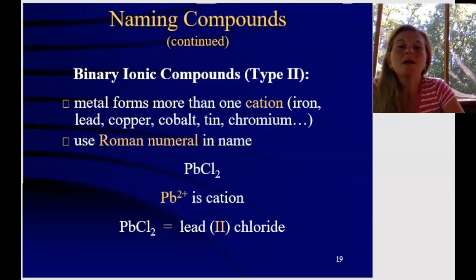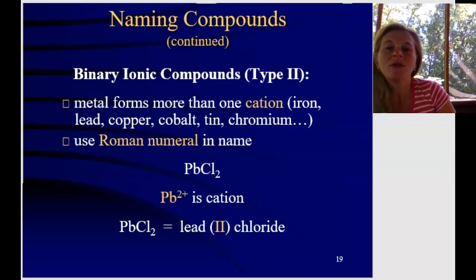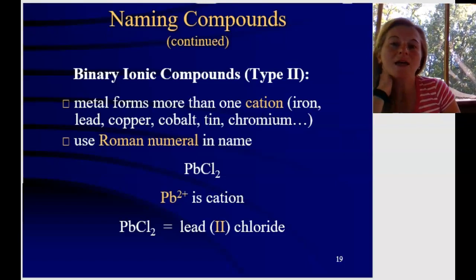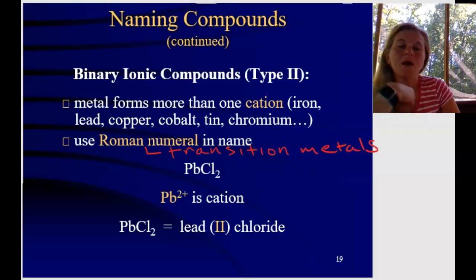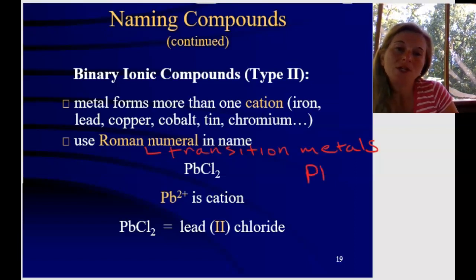Naming compounds, binary ionic compounds, meaning that you have more than one. Metal is going to form the cation, and we're going to use Roman numerals for our transition metals. Okay. So we know that lead has more than one oxidation state, but in this situation, we don't know what it is. We just have a formula here.